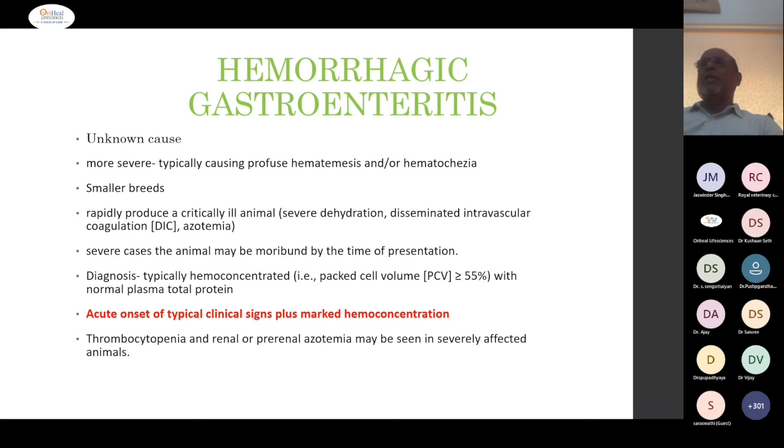See, hemorrhagic gastroenteritis is a peracute disease. Again, if you ask the client, when was the pet last normal? He will say, yesterday night it was normal. Today morning it is vomiting like this. This is very typical of hemorrhagic gastroenteritis.